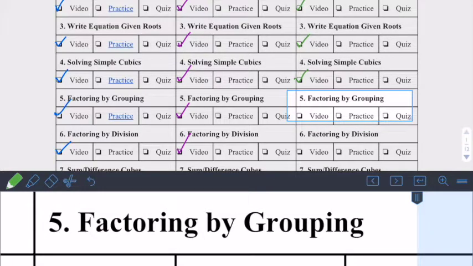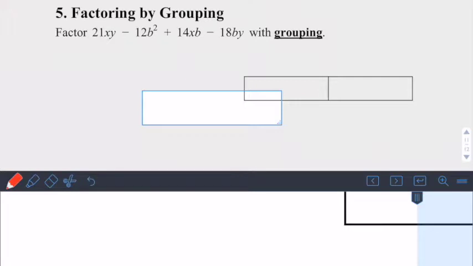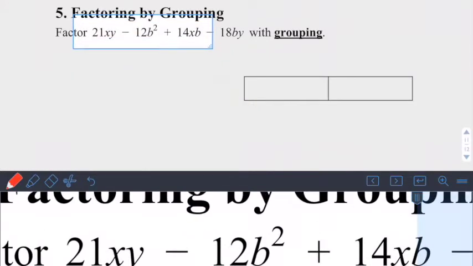This is Tier 3, Lesson 5, Factoring by Grouping. So this is where factoring by grouping is going to get a little crazy. So we've got multiple variables. We got 3 different variables here. So I'm going to have to play with the order a little bit.